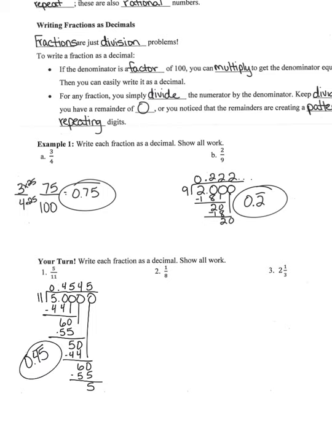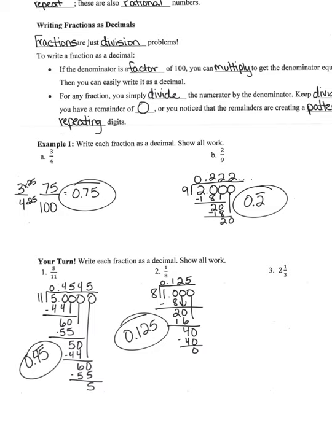Now for number 2, we have 1/8. Again, top dog in the house. Eight goes into 10 1 time. Eight goes into 20 2 times. And 8 goes into 40 exactly 5 times. Therefore, I have a remainder of 0. So now I see here that I have a terminating decimal of 0.125.